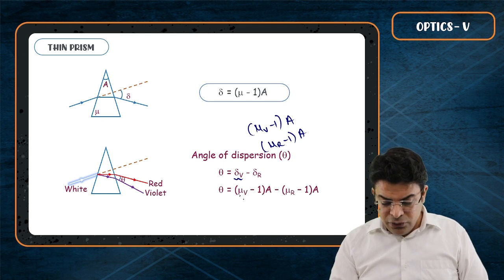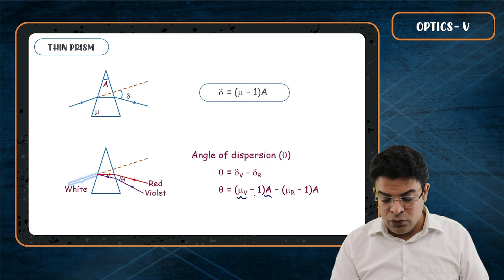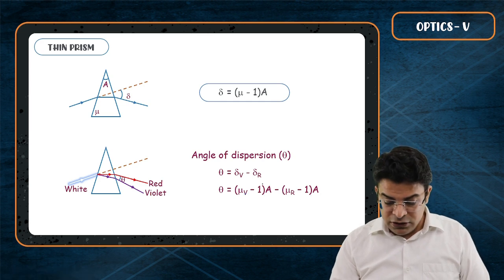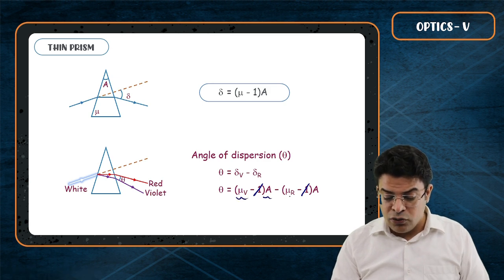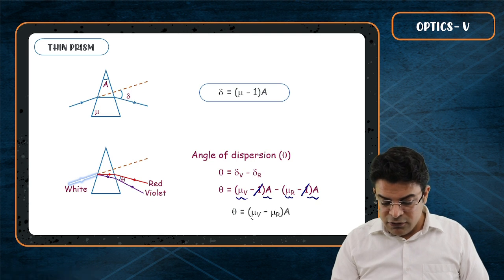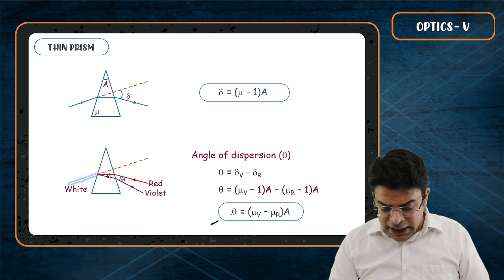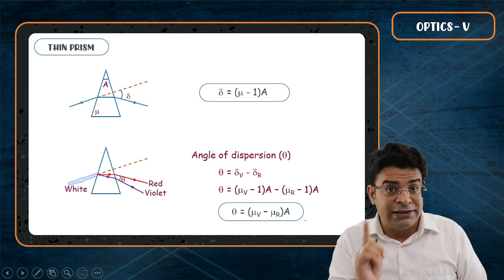So when you substitute this data, and on opening the bracket, you will get mu violet into A minus A, minus of mu red into A, minus minus becomes plus, plus A. So this term of A and A get cancelled. What you are left with is mu violet into A minus mu red into A. And when you take A common, you get theta equals (mu violet minus mu red) into A. So kids, the angle of dispersion is nothing but (mu violet minus mu red) into A. For violet, the refractive index is higher.